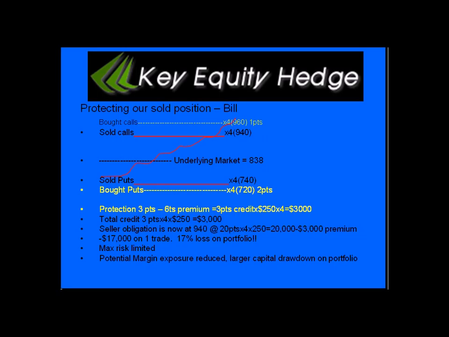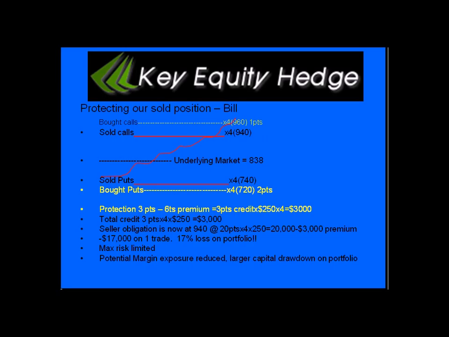So he's a seller again. He has an obligation, so he sells his calls at 940. And remember that his actual bought position was 960, so he caps his risk. So he actually takes a 20-point loss on that trade, minus his premium takes him down to $17,000. So on that trade, one trade, he loses 17% of his portfolio.